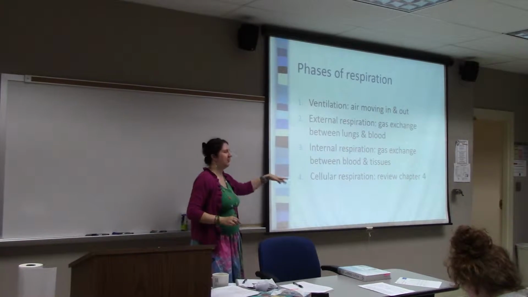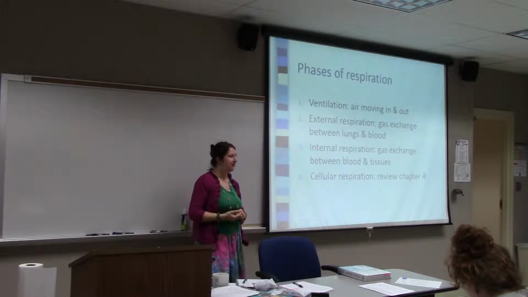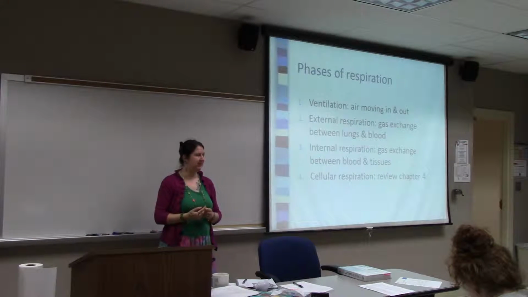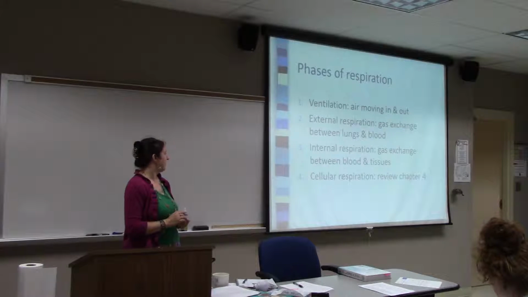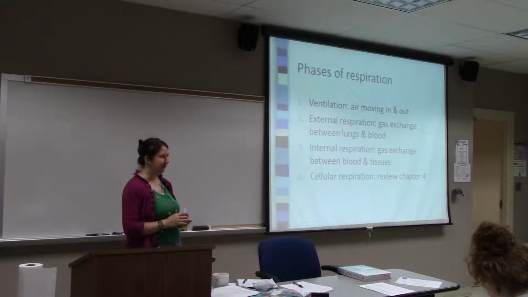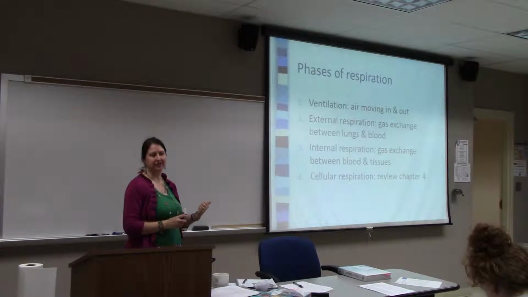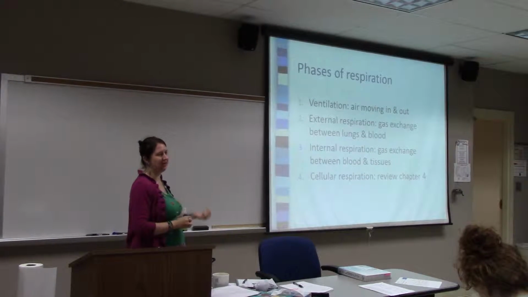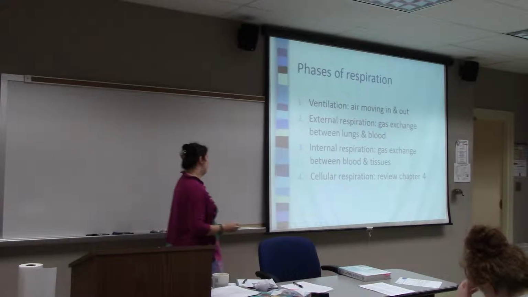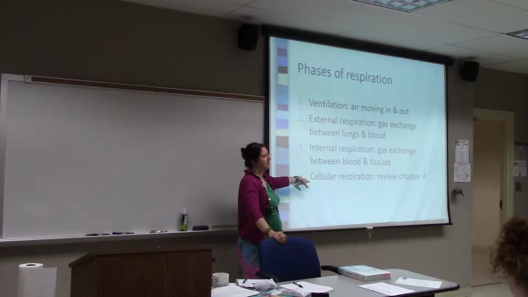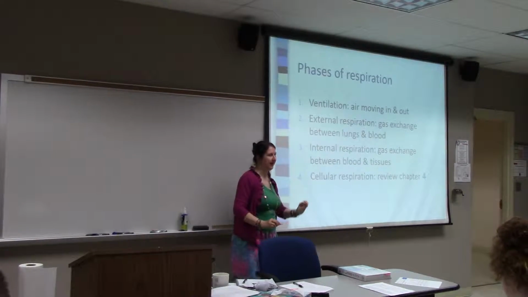And then cellular respiration, if you remember that from chapter 4 and brief mentions in chapter 18, that is how we get energy from our food, which requires oxygen and creates carbon dioxide. Okay, so cellular respiration is the reason we need to do these other 3.